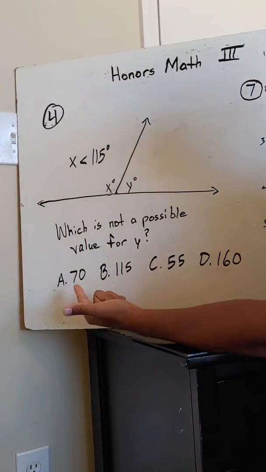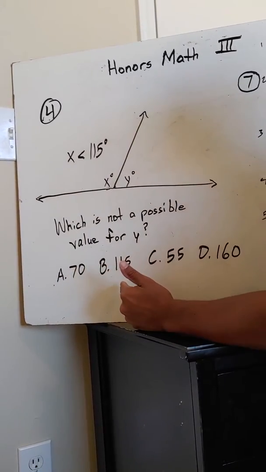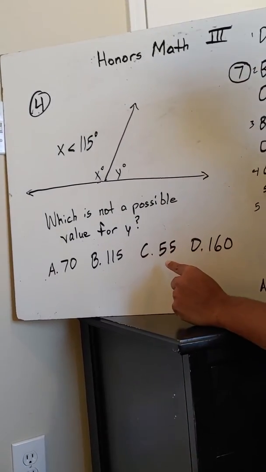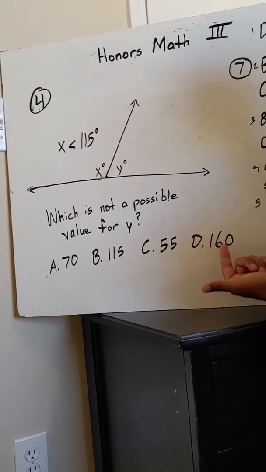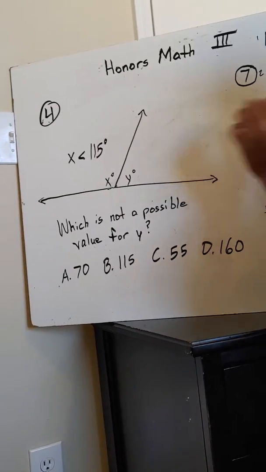Okay. All right. So 70, right, is greater than 65. That's okay. 115 is greater than 65. That's okay. 55 is not. So our answer would be C, but I can also look at D. 160 is still okay. Now you would say that, of course, this wouldn't be 160 degrees by the drawing.